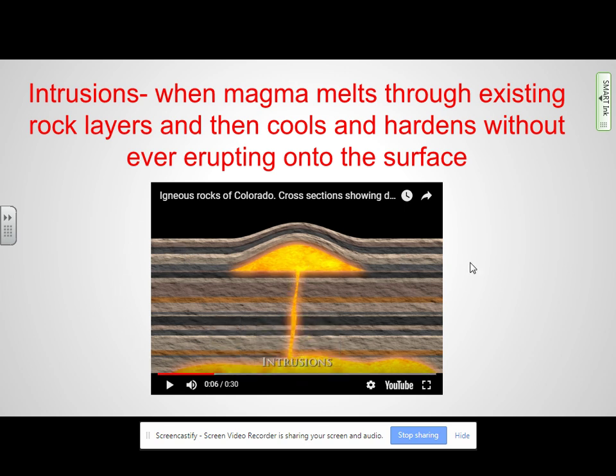An intrusion, something that intrudes into something, is always younger. So think of an intrusion, an intruder, when someone breaks into a house. You can't break into something that doesn't exist yet. So an intrusion is always younger than what it cuts through.